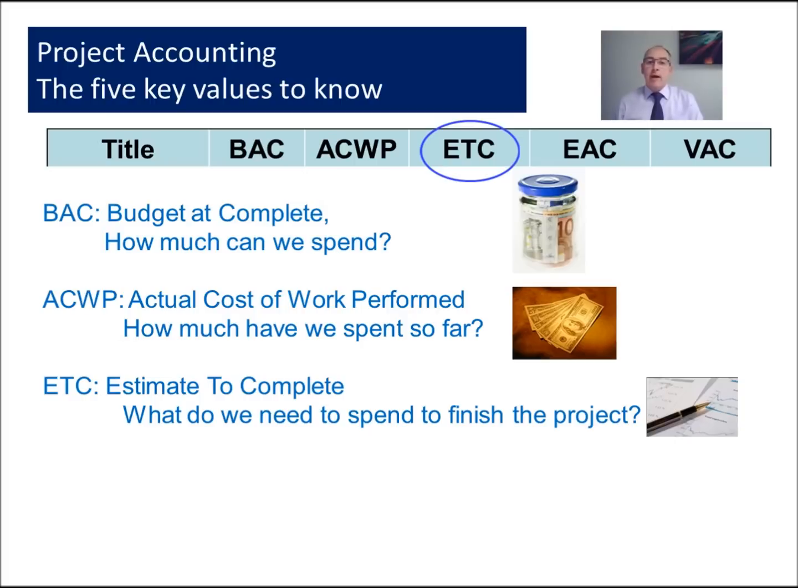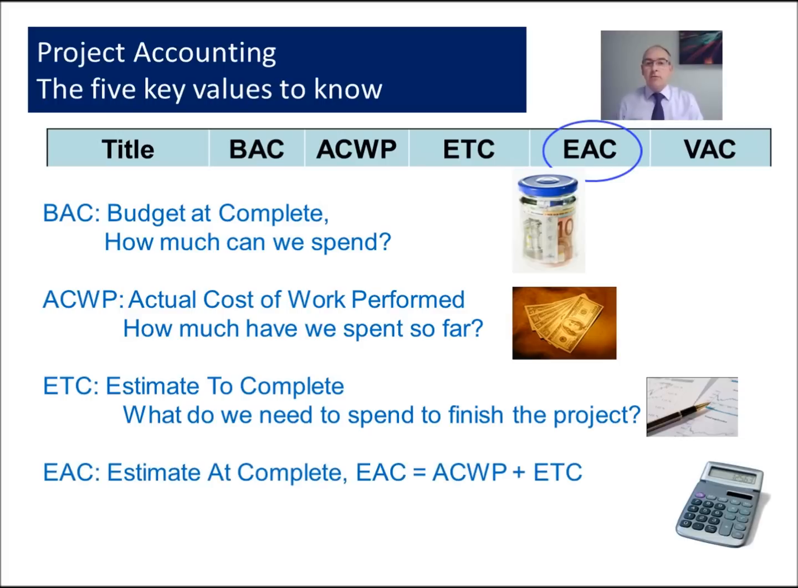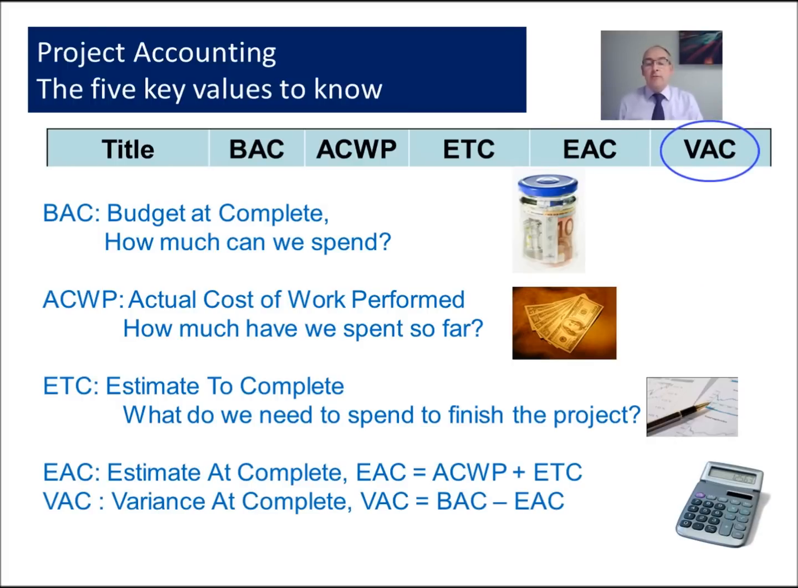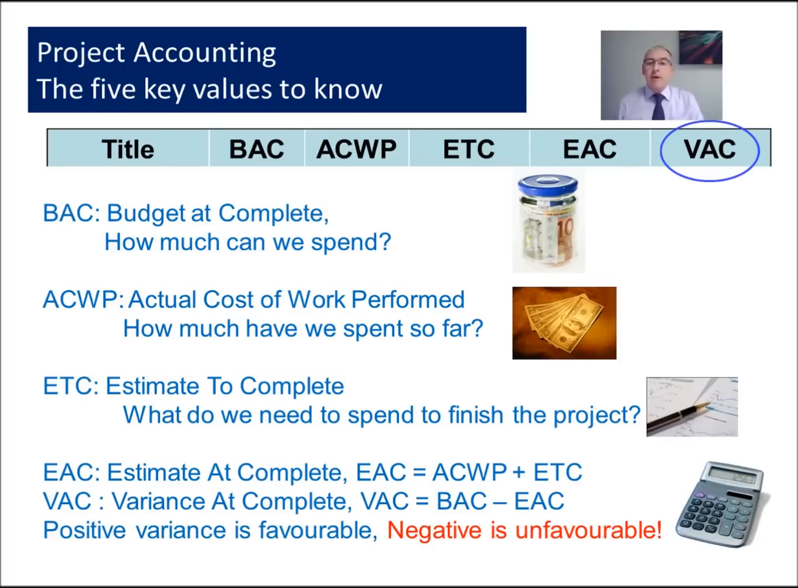Now with these 3 values we can calculate our last 2. The first one is our estimate at complete. And our estimate at complete is a calculation of the actual cost that we've already incurred plus the estimate to complete. And then what we also want to know is what's our variance at complete. Is there a difference between our budget and our estimate at complete? And traditionally we have positive variance is good and a negative variance is not so good.